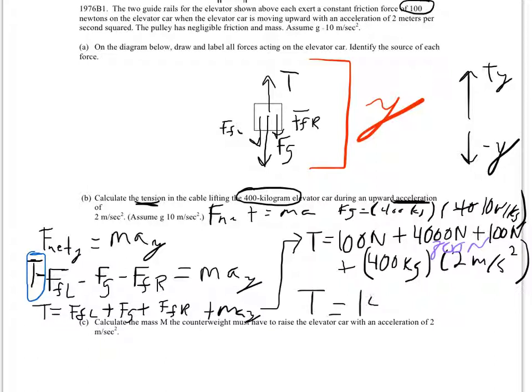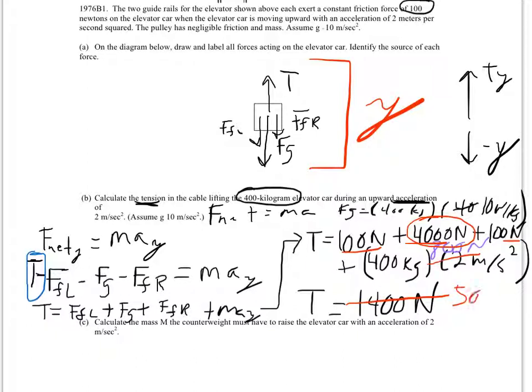So that's 5,000 divided by 8. Negative 2 plus 10 is 8. And 5,000 divided by 8 is 625. We're looking for a mass, so that's 625 kilograms. That is the mass of the counterweight that you have to have in order to make the elevator accelerate at 2 meters per second squared. And that is part C. Done. On to the next problem.